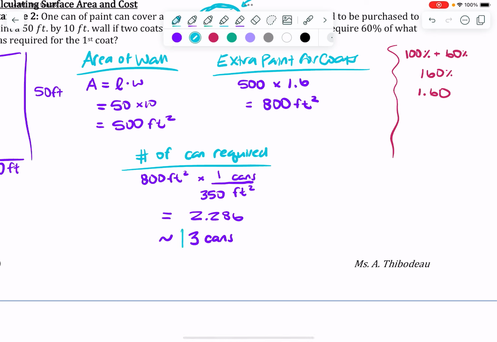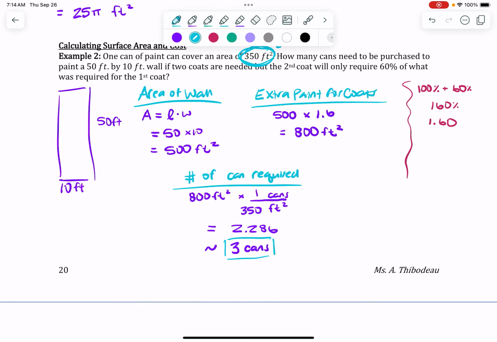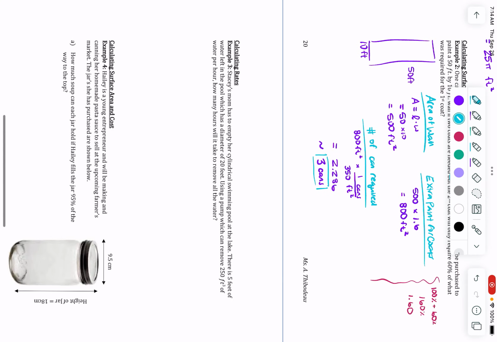If I only got 2, even though typically we would round this number down, I'd have some gaps of non-painted wall or parts of my wall where maybe I could see through the paint and see that original color. So I'm always rounding up for paint or building supplies. Okay, that was the next question.